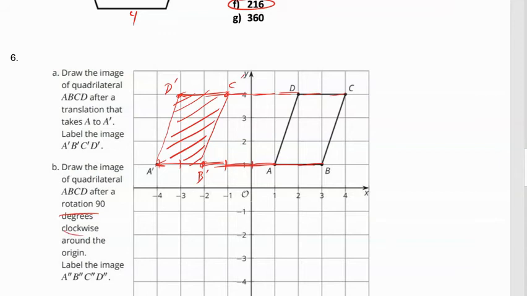Okay. All right, part B, they say draw the image of quadrilateral ABCD after a rotation 90 degrees clockwise, around the origin. Again, the origin is right here. They say clockwise, so 90 degrees. So A is going to rotate 90 degrees. That's 90, so A prime will be here. From our center of rotation to B, 90 degrees. Let me draw this correctly. There we go. So B prime will be right here.